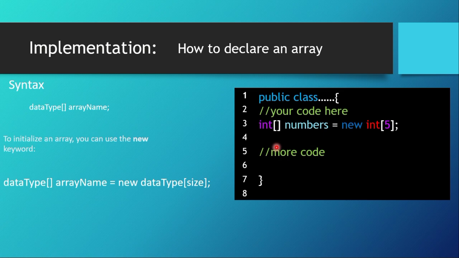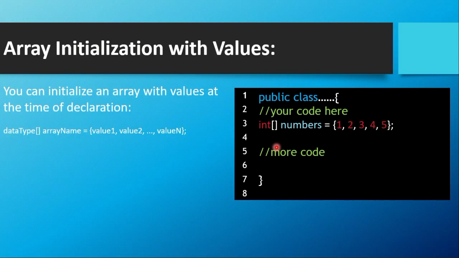If you were to put something more than 5, you will get a runtime error, and it will give you an index out of bounds exception error. So with that being said, let's talk about array initialization with values. We've learned how to initialize using the new operator, but let's talk about actually inserting data into the array. You can initialize an array with values at the time of the declaration.